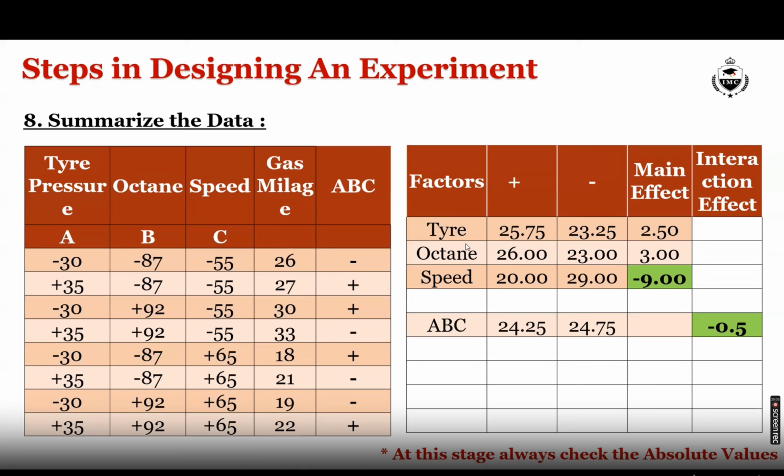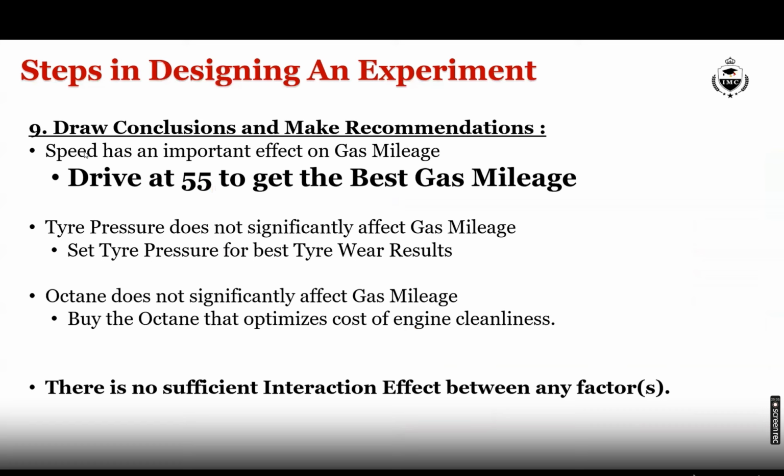So for tire plus minus the difference we get a value of 2.5, octane 3, and speed is minus 9. At this stage, we will check only the absolute values. So the ABC value is 0.5 or minus 0.5. So which number is the maximum? It is the value for speed. So our conclusion is speed has an important effect on gas mileage. That is the main effect.